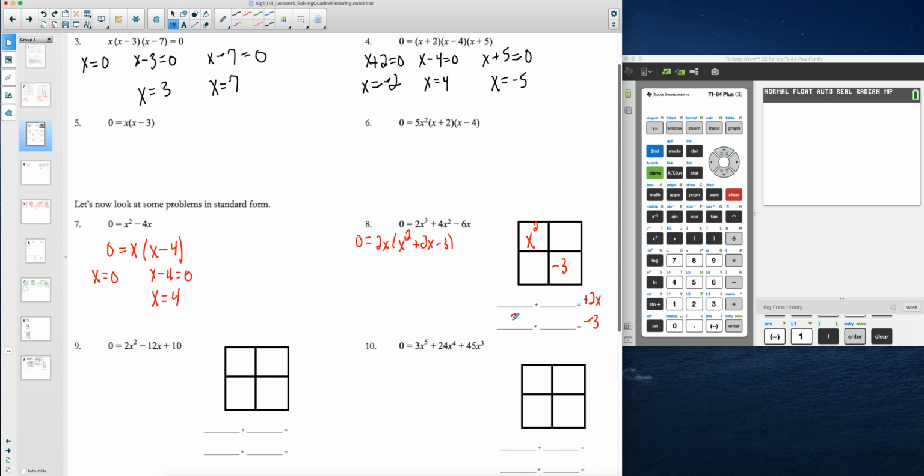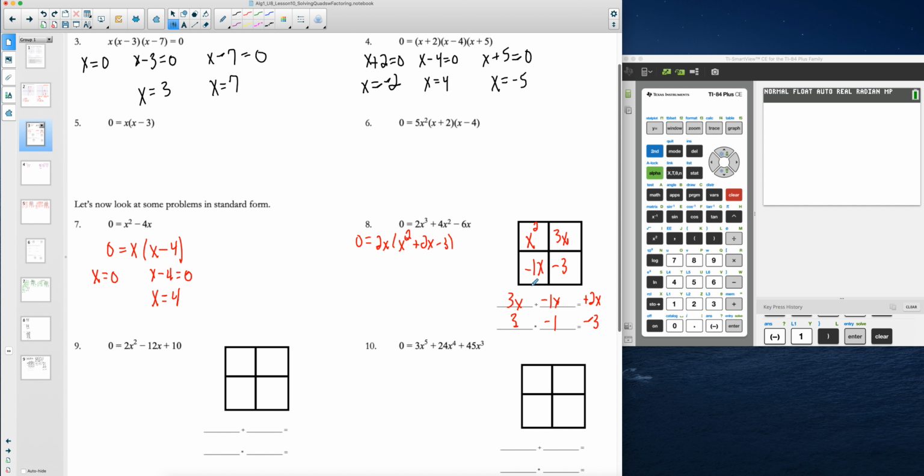and that would be 3 times negative 1. And then 3x plus negative 1x would be a positive 2x. So I'm going to drop that positive 3x in here. All right. I'm going to drop that negative 1x in here.